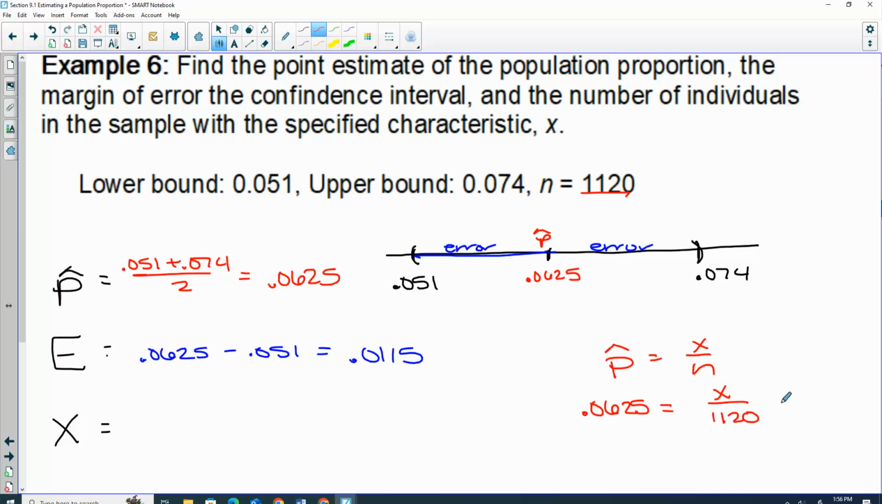So to find x, we just multiply over the 1,120. And x turns out to be 7. So if we have an understanding of how confidence intervals work, we can work backwards to find those things. Any questions there?